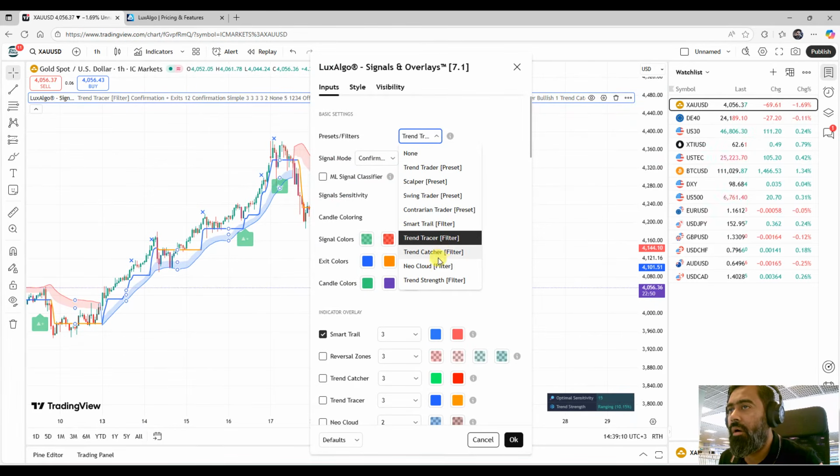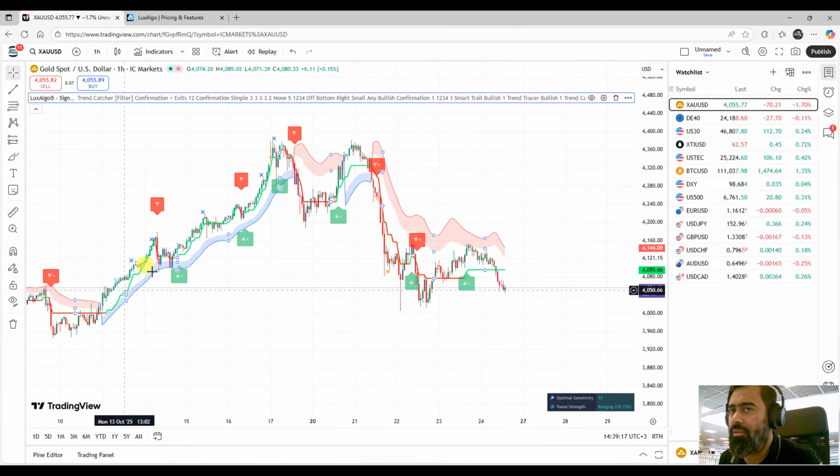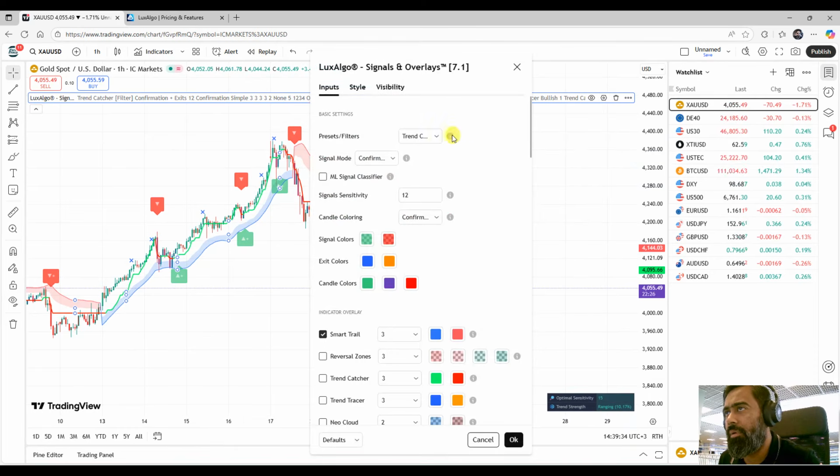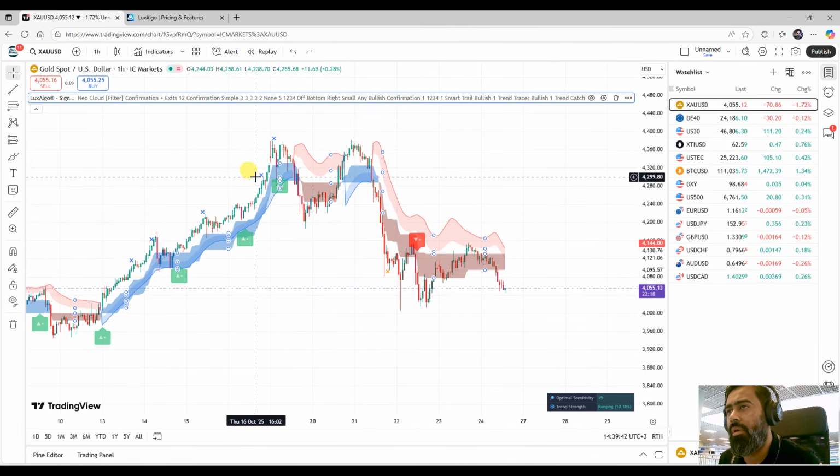We come to the Trend Catcher. It's the same thing again. The settings might be a little bit different. You know, the moving average values or the ATR values will be slightly different, but it's the same thing again. It's just like a trend indicator. Okay, and the Neo Cloud. The Neo Cloud is the same thing. It's just doing exactly what the Smart Trail indicator is doing.